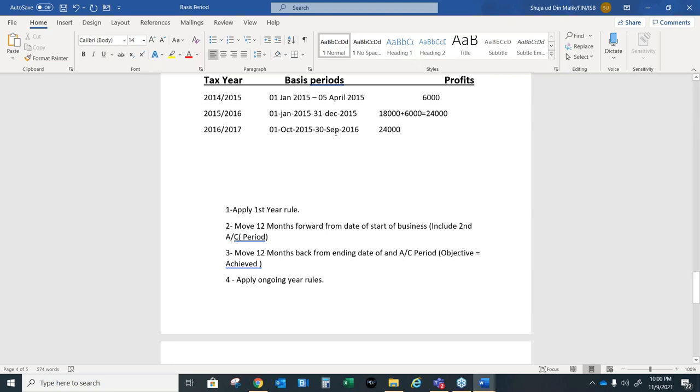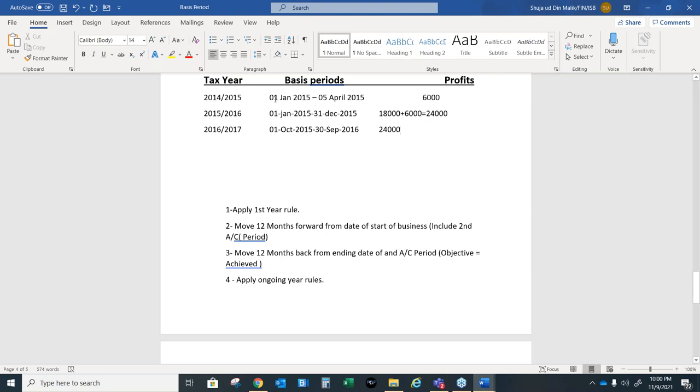Great. So 30th September, our accounting date, and the basis period, they have been matched. Once it is matched, we will be applying ongoing year rules, and that is the accounting period will be the basis period, and this is how it will be done. So what will be the overlap profits? Can anyone calculate it for me?